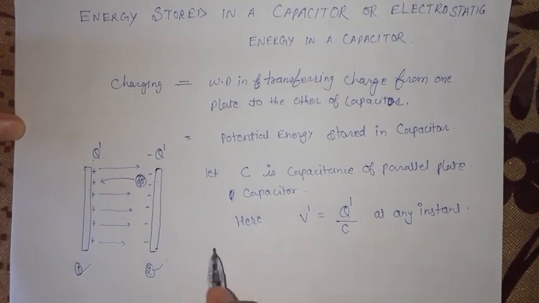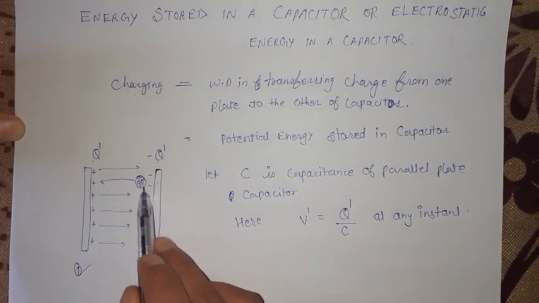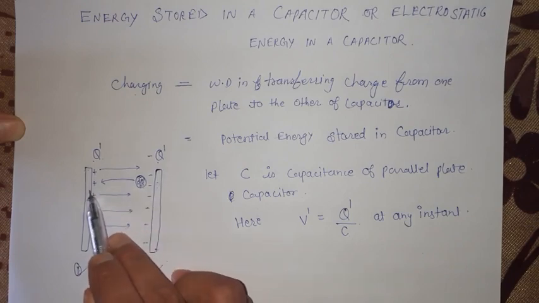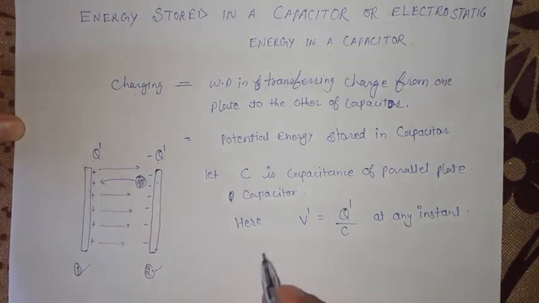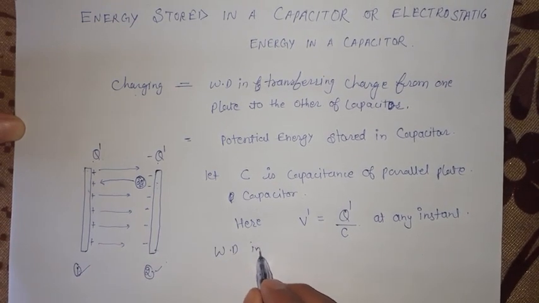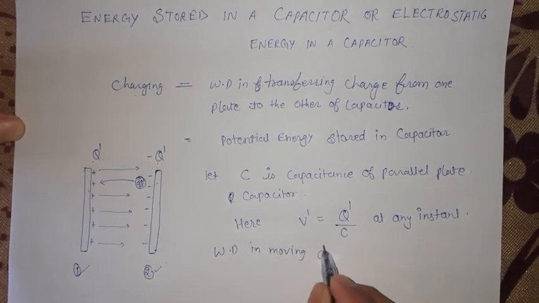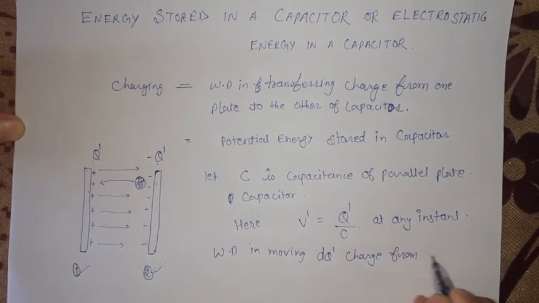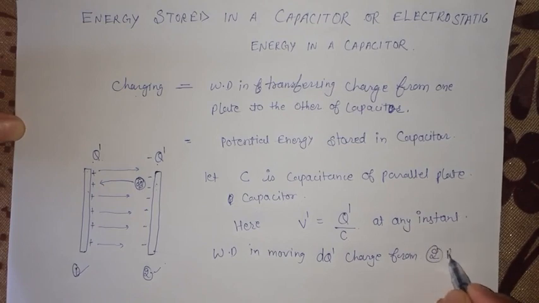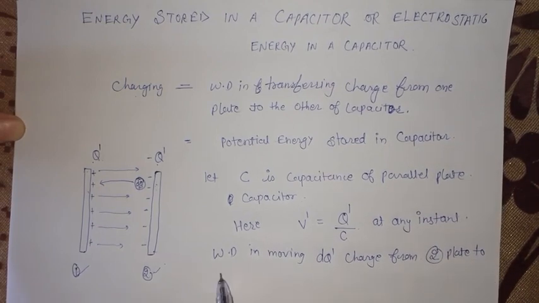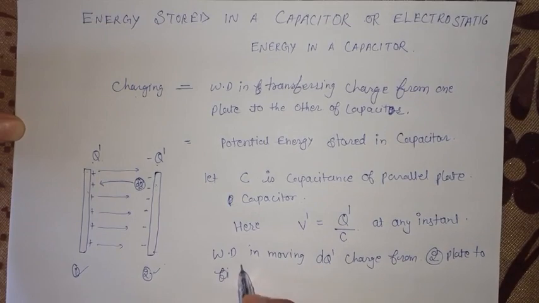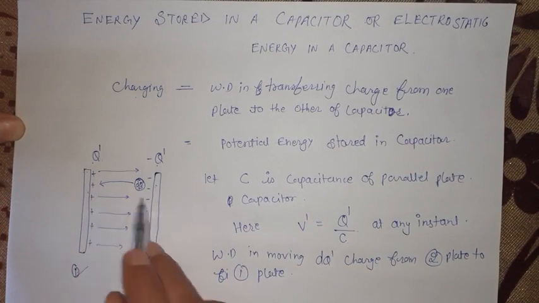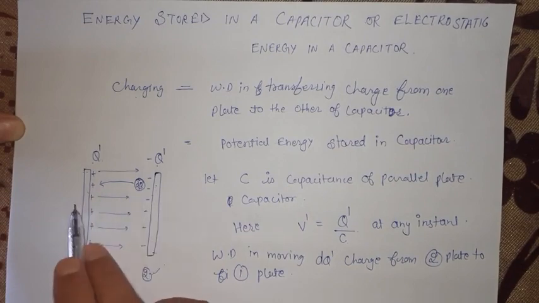Okay, now over here student, we are doing work: we are moving a positive charge from the second plate and transferring it to the first plate. So the work done in moving dq dash charge from the second plate to the first plate, we are moving this positive charge against the field, from second to first.